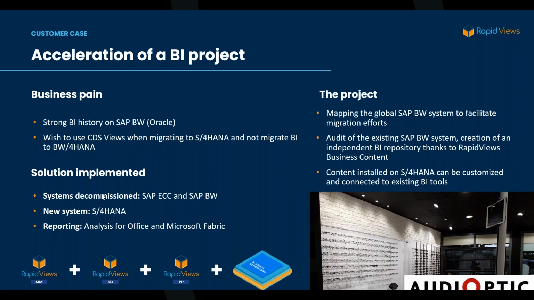So they want to decommission SAP ECC and BW because they want to have S4HANA, and they actually have Analysis for Office and Microsoft Fabric. So they will map the whole BW system, and they use all the features to audit their current BW system, and they will install business content on S4HANA to customize it and to connect directly to the BI tools.